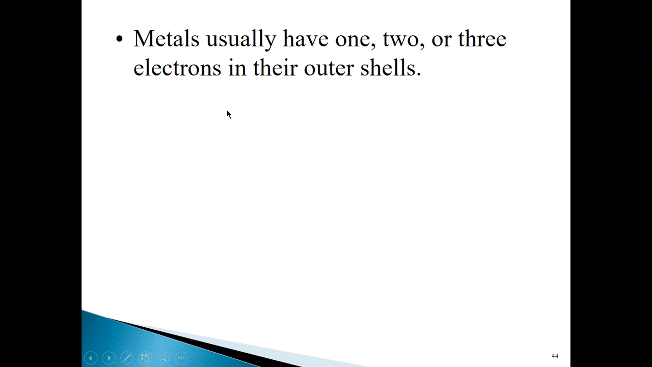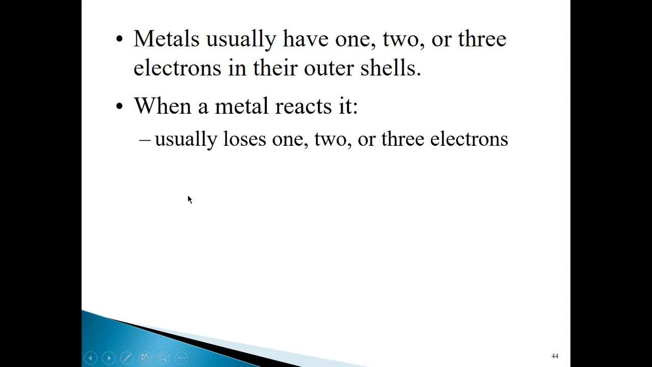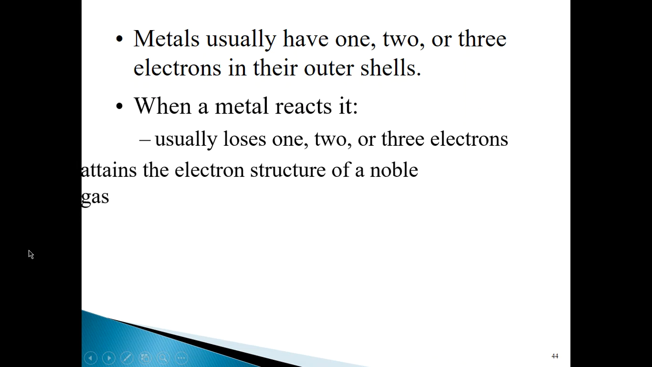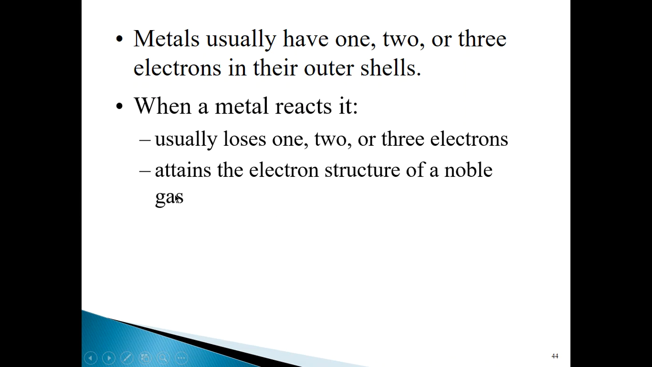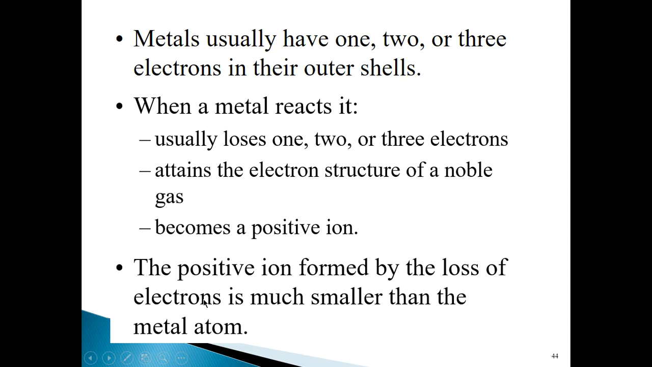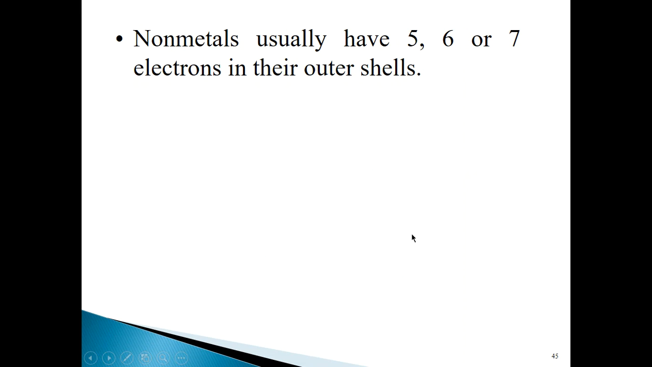All right? Okay. Now, when it comes to formation of ionic compounds, what you'll find is that metals usually have 1, 2, or 3 electrons in their outermost shell. So therefore, when the metal reacts, it will lose either 1, 2, or 3 electrons, depending on the number of electrons in its outermost shell, with the aim of attaining the electron structure of a noble gas. And consequently, it will become a positive ion. And as I said before, the positive ion will be smaller compared to the size of the atom from which it is formed. So typically that's how metals behave when they lose electrons from their outermost shell.